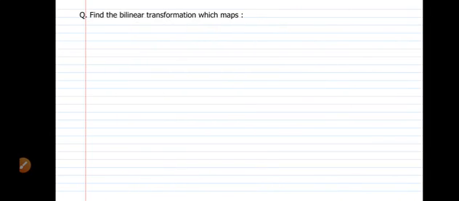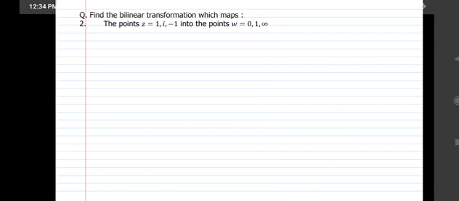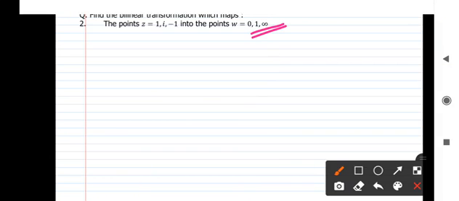Here you are given 3 points in the z plane, 1, i and minus 1, and 3 points in the w plane as 0, 1 and infinity. This is a special example as it is having infinity in the w plane. So if this is the case, the procedure to solve such type of examples to find the bilinear transformation w is different. So be careful while solving such type of examples. Let us see the solution.